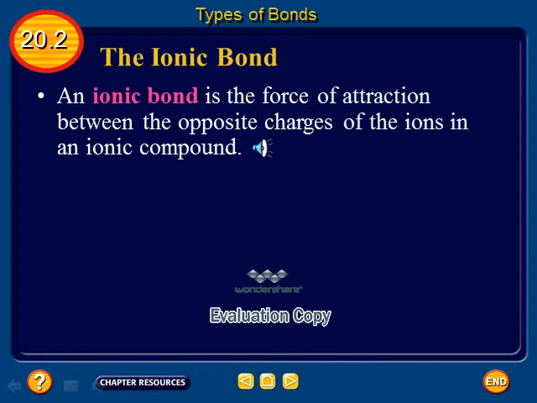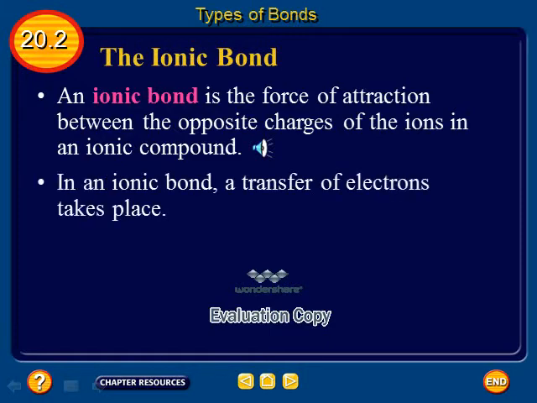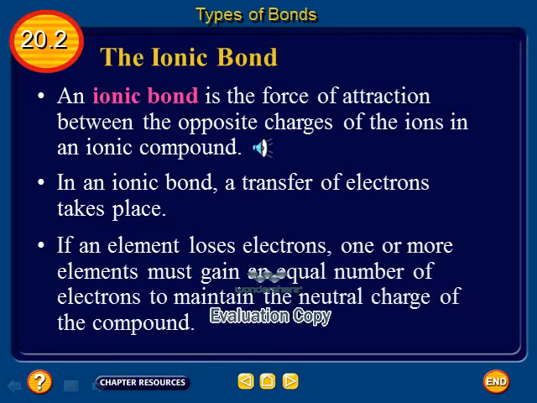An ionic bond is the force of attraction between the opposite charges of the ions in an ionic compound. In an ionic bond, a transfer of electrons takes place. If an element loses electrons, one or more elements must gain an equal number of electrons to maintain the neutral charge of the compound.